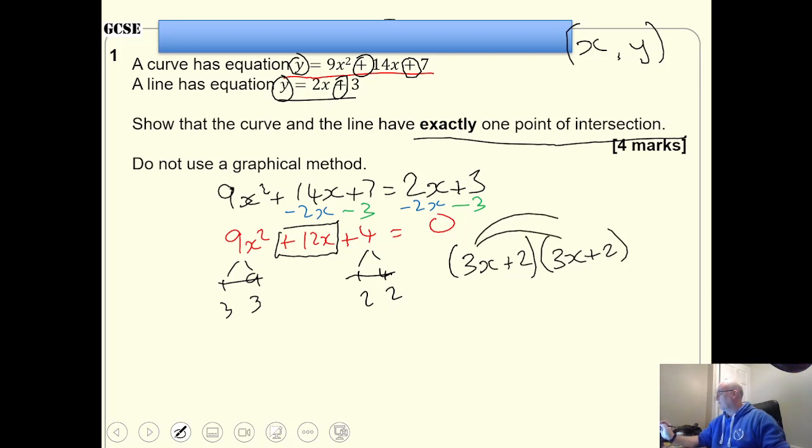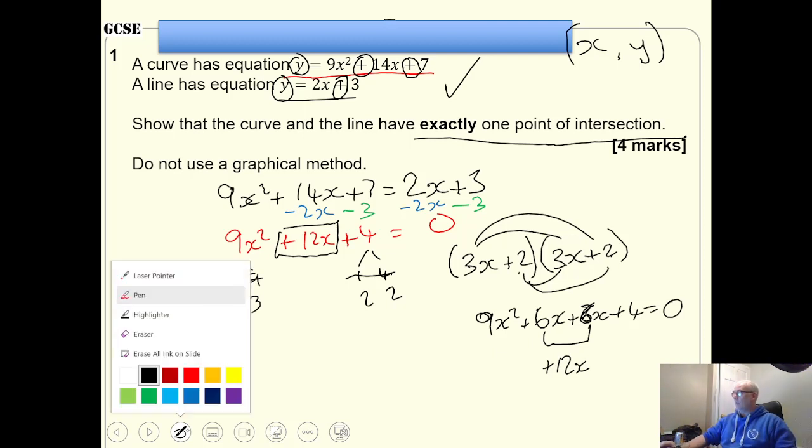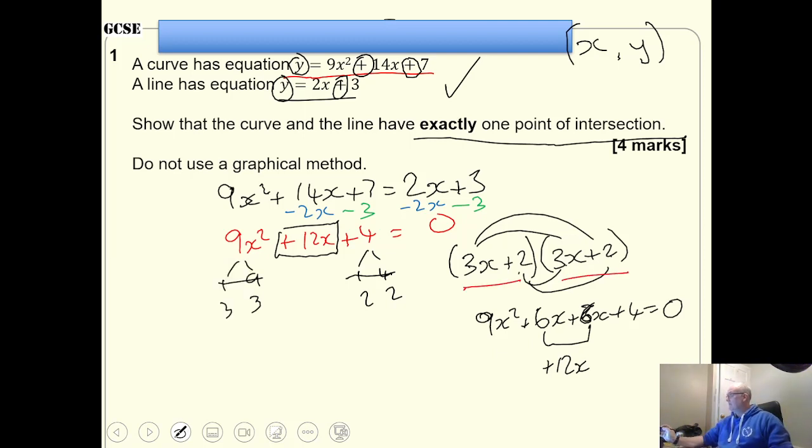If I just confirm that is the case, 3 times 3 gives me 9x squared. 3 times 2 gives me positive 6x, 3 times 2 gives me positive 6x, and 2 times 2 gives me positive 4. The middle term being 12x, so I'm happy that that works. We've factorised that. It does also help, remember, there's one point of intersection, so we've actually just got one solution because both of these are the same value.